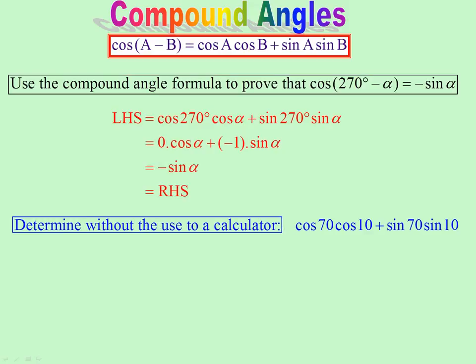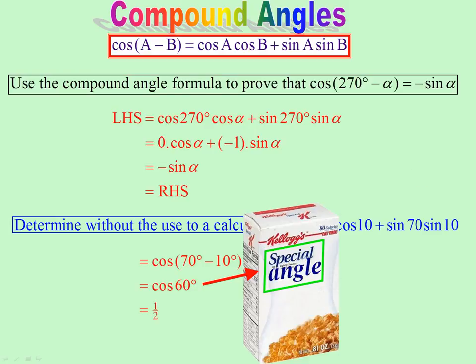There we are, without use of a calculator. We recognize cos plus sine. Yes, cos compound angle formula. There we are. 70 minus 10 degrees, 60 degrees. Cos of 60 is a half, because it's a special angle.